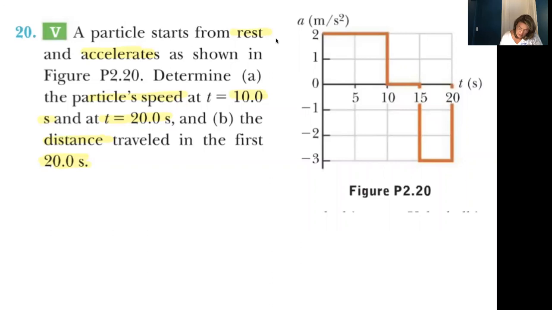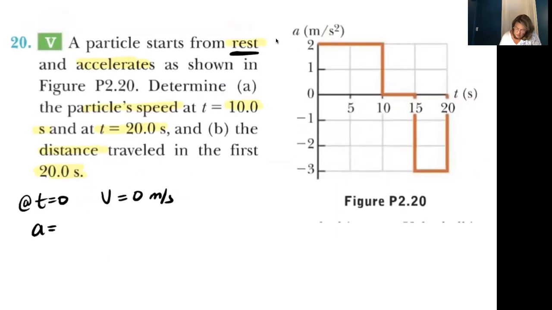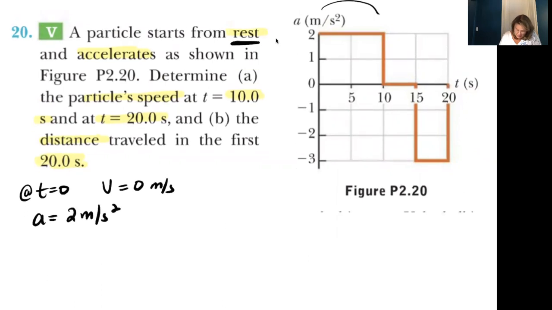All right, so what do we know? We know that the particle started at rest. So at t equals 0, the velocity was 0 meters per second. Okay, that is a very important thing. Every time you see rest, that's important. We also know that the acceleration during those first 10 seconds was equal to 2 meters per second squared. I got that off my graph.